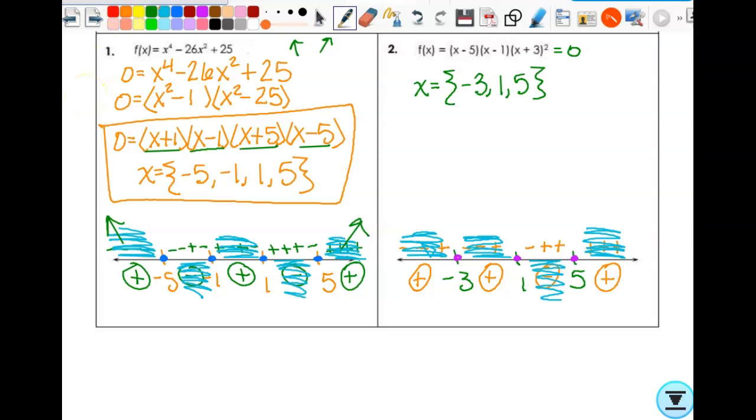This function, the degree, this is 2, 3, 4. So it's an even degree, and it's positive again. So my end behavior is up, up, just like this shows right here. This doesn't alternate. So tell me what's happening from what you know already.